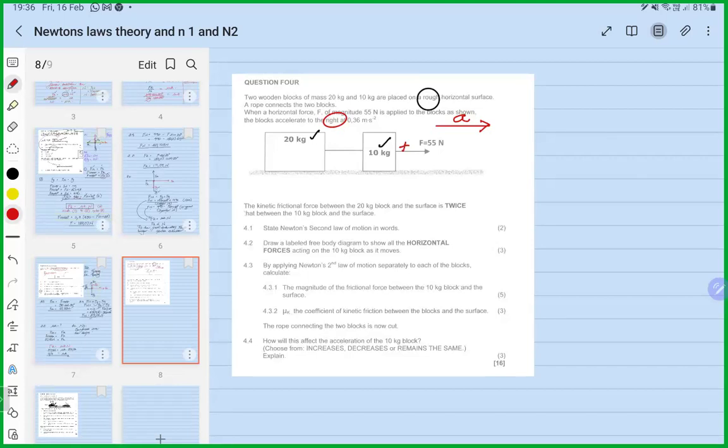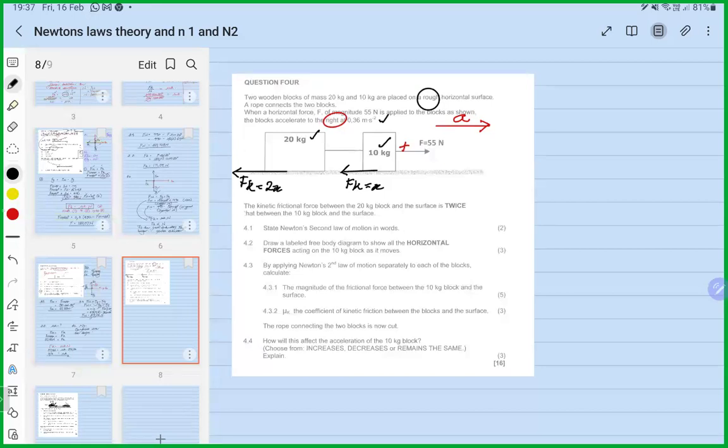Now, the kinetic frictional force between the 20 kilogram block and the surface is twice that between the 10 kilogram block and the surface. So I'm going to just do this for now. I'm going to call the kinetic frictional force here 2x, and I'm going to call the kinetic frictional force here x. Because I'm sure they're going to ask us to find out what the kinetic frictional force is because we don't know it. They gave us the acceleration here, boys and girls. So this is a nice question.